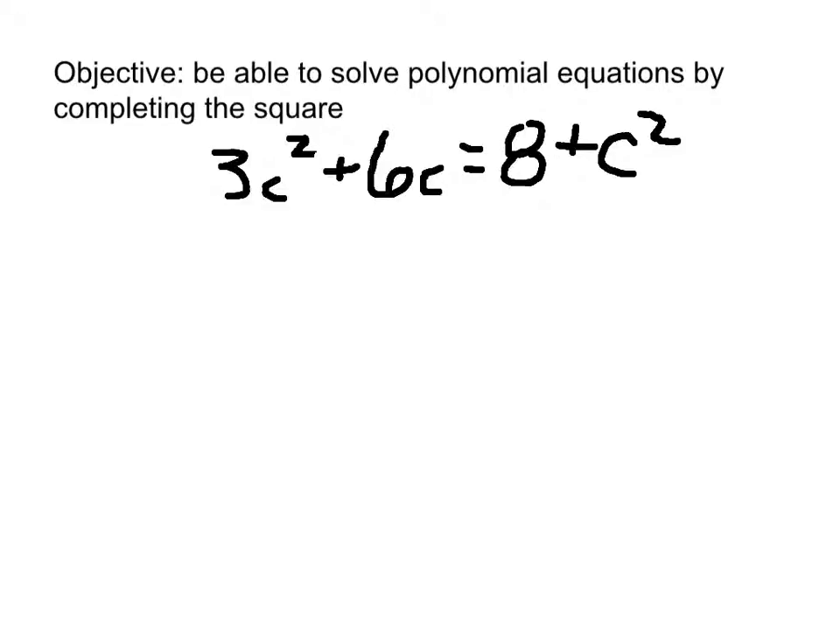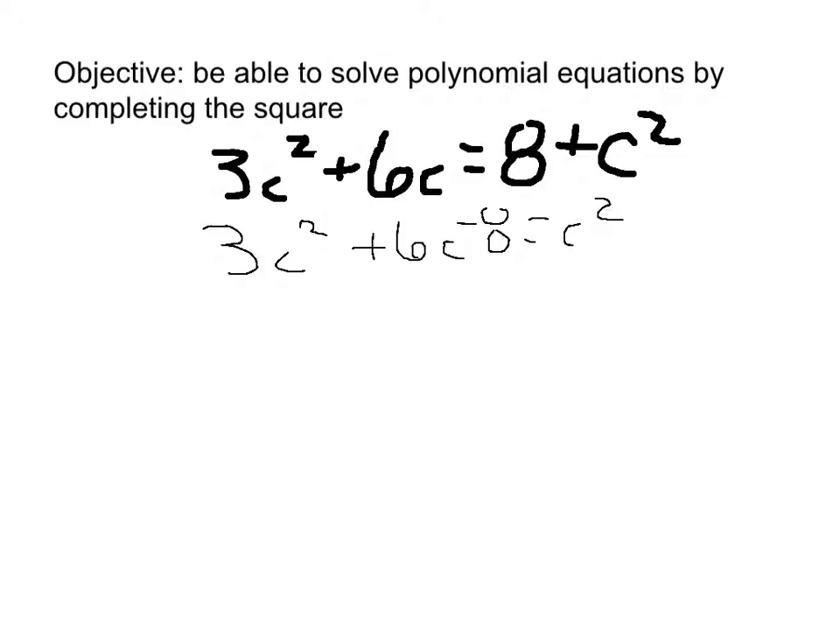The objective of this video is to be able to solve polynomial equations by completing the square. First, you have to make it equal 0. So you subtract the 8, and that gives you 3c squared plus 6c minus 8 equals c squared. But it still doesn't equal 0, so you have to do it again.